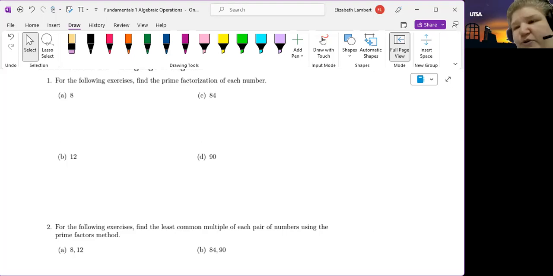Now, it doesn't matter how you start, you're going to get the same list regardless of which way you go through. So let's take a look at 8 here. So when we're first starting, we just want to think of what's a pair of numbers that multiplies to 8 that's not 1 and 8. And 8 does have a pair, 2 times 4 or 4 times 2. So the way I write this is with a branching diagram.